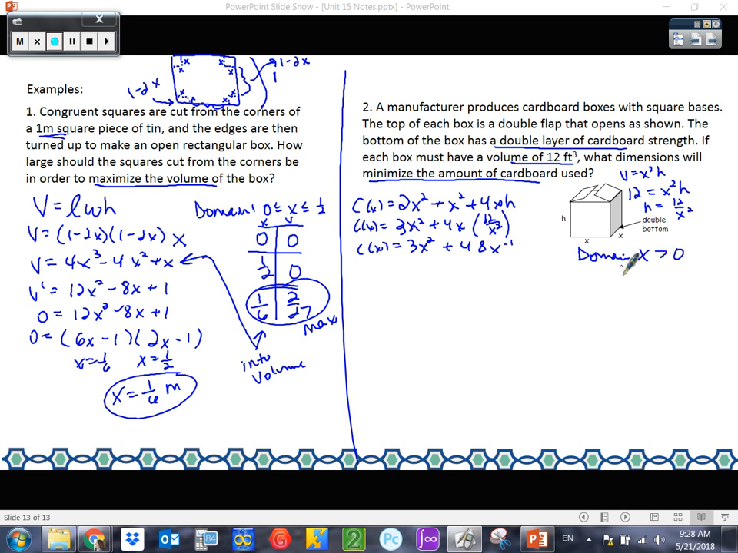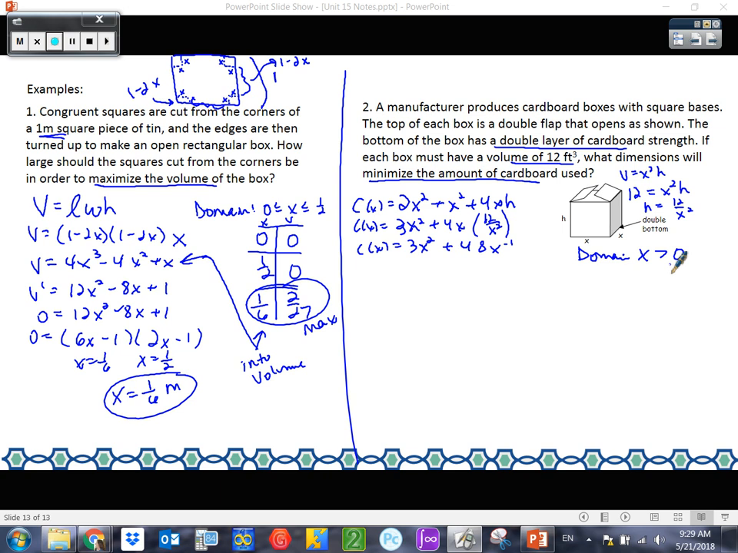So in this particular case, we can't test endpoints. It would be more work than would be useful to find the other endpoint here, because it practically doesn't make sense. Are we okay with that? So instead we're going to do a little bit of a different way, and so we don't really have endpoints to check, but we do have critical numbers to check.